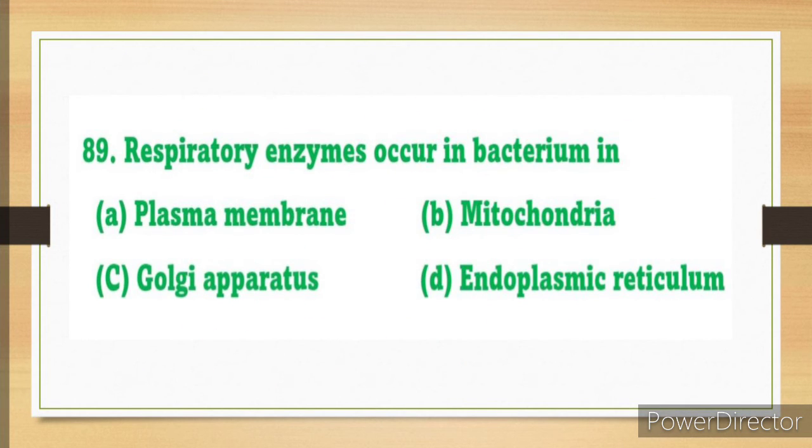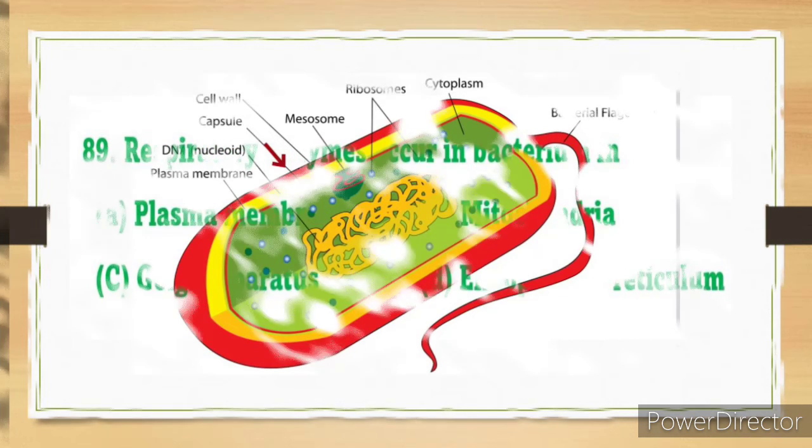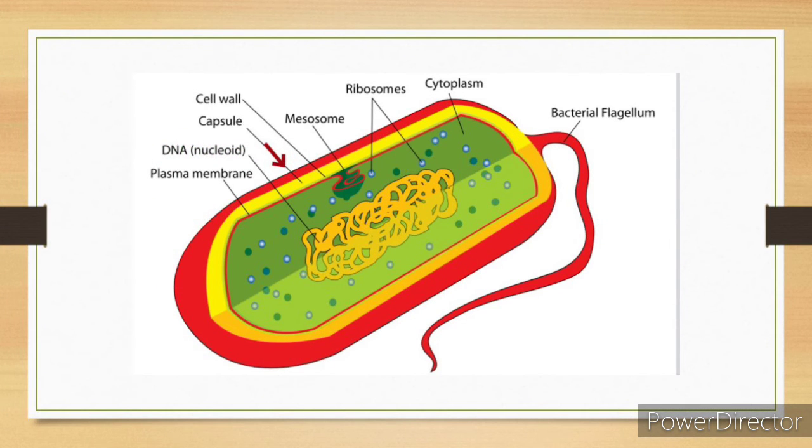Question number 89. Respiratory enzymes occur in bacterium in. The answer is option A, plasma membrane. Respiratory enzymes are located at the cell membrane of bacteria, and the membrane assists DNA replication and has attachment points for bacterial flagella. Cell membrane and plasma membrane are the same.